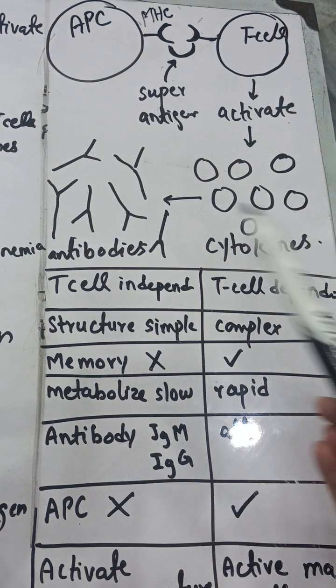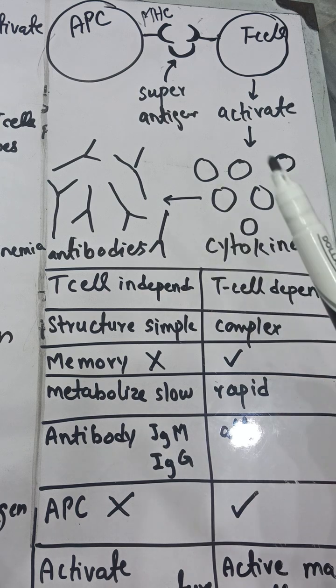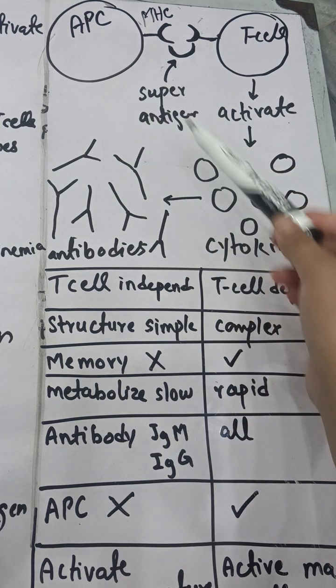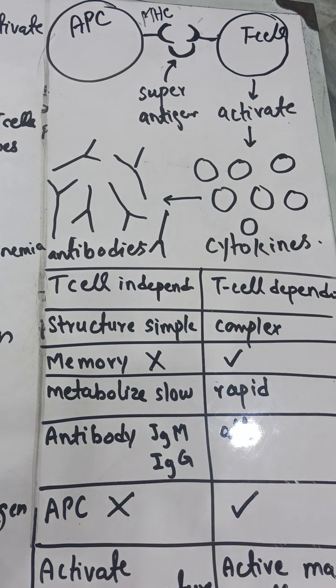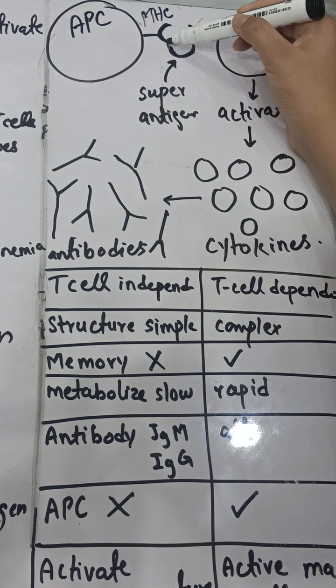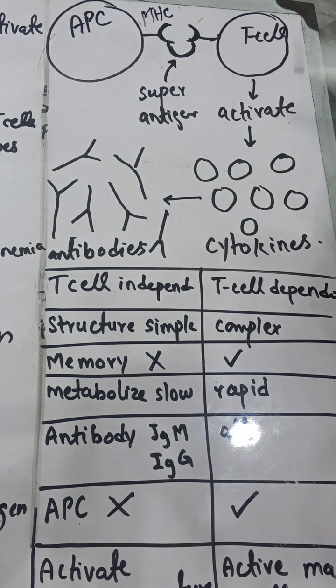Now they will make a bridge between the cells. How? When the super antigen came, it formed a bridge between both of these cells, connecting both of them. After this connection, the T cells will activate and start to release cytokines. But now the amount of cytokines is very large; cytokines are not released in a normal amount, but in a very excessive amount.